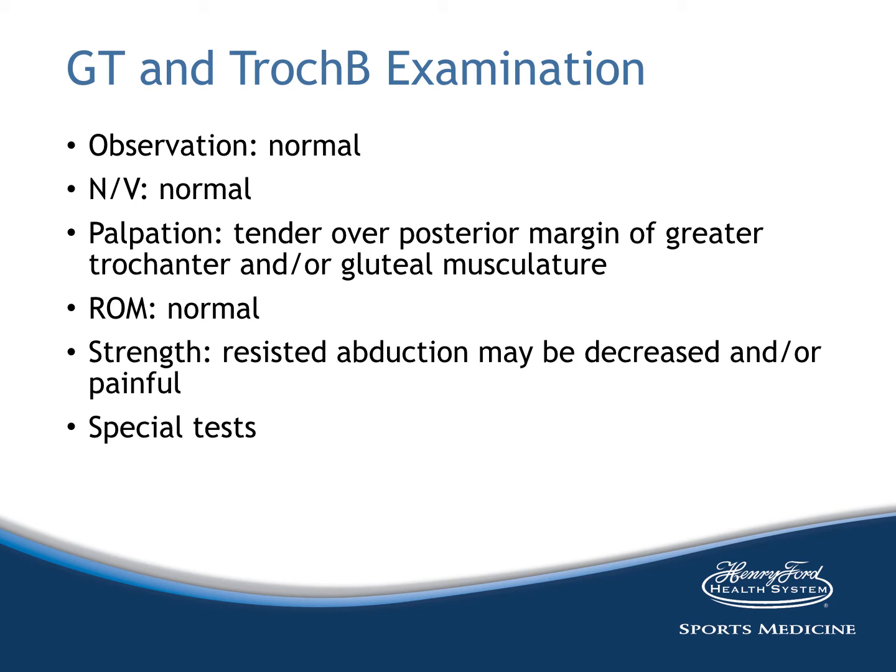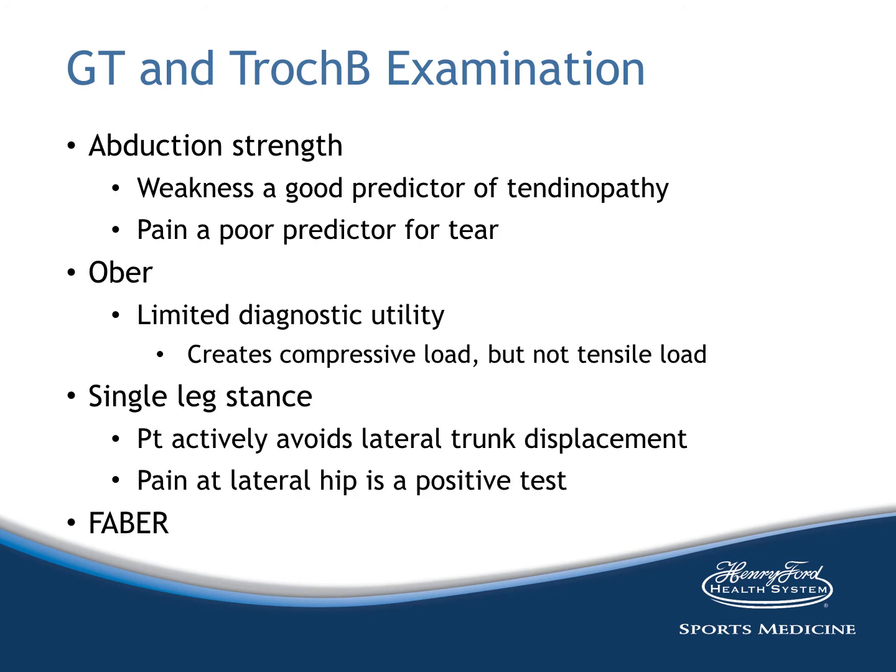When you're considering gluteal tendonitis and trochanteric bursitis, special tests can also be utilized. Checking the abduction strength has shown that weakness is a good predictor of tendinopathy, but pain is a poor predictor for tear. The Ober test is of limited diagnostic utility. It creates compressive load but not tensile load.